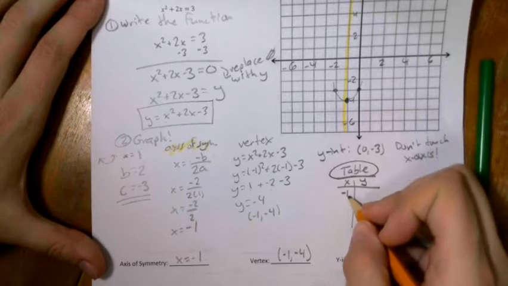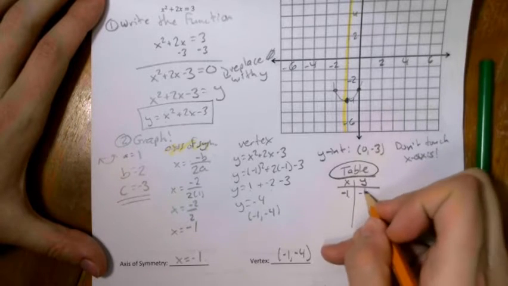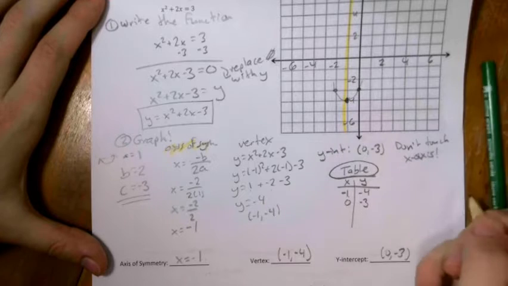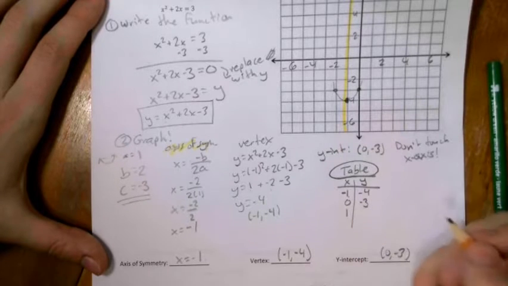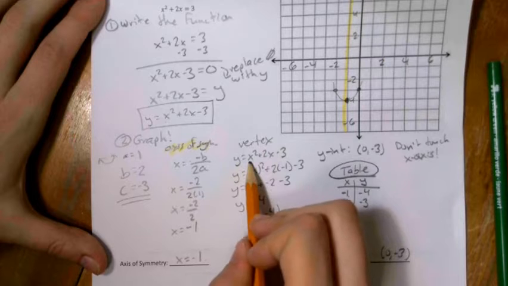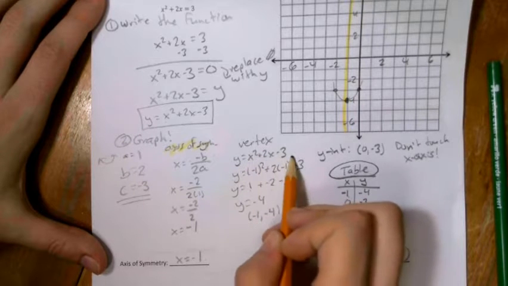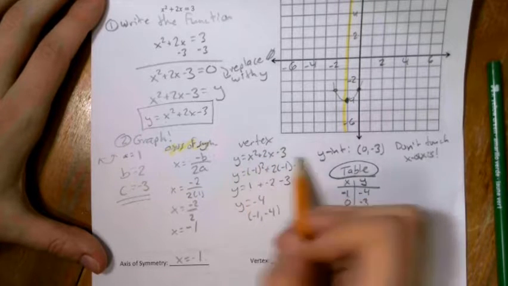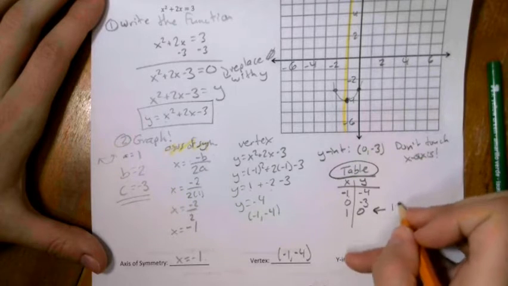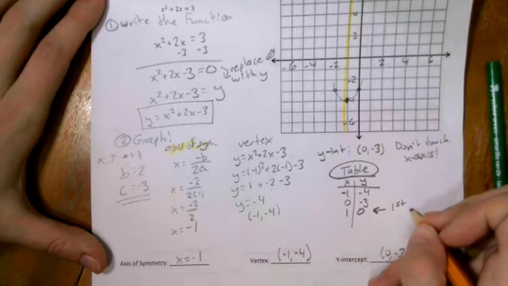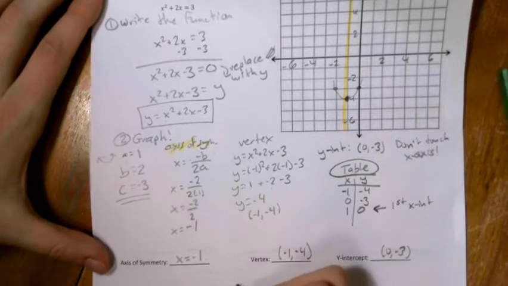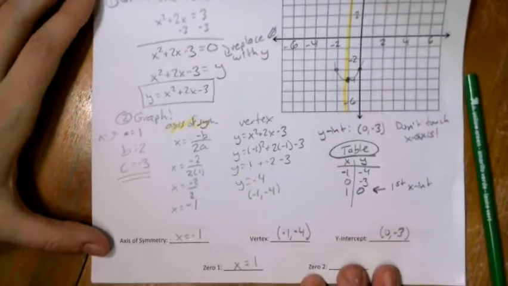So when x is -1, I know I get -4, right? When x is 0, I know I get -3. What about when x is 1? Well, when x is 1, I get 1 squared plus 2 minus 3. Well, 1 plus 2 is 3 minus 3. Hey, that gets me 0. So that is our first x-intercept, is (1, 0). So where x equals 1 is our first.